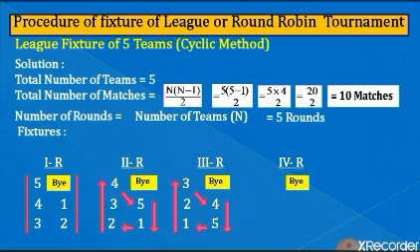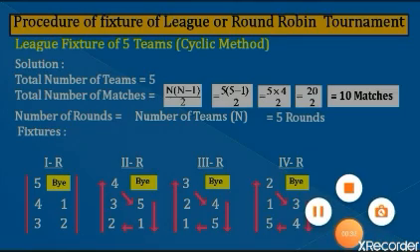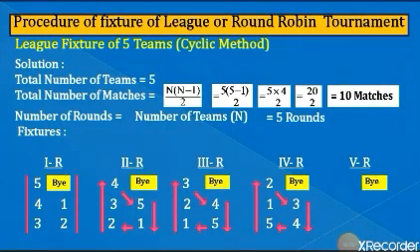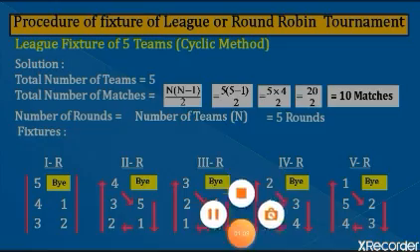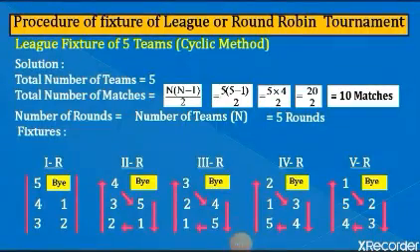In the fourth round, the bye is fixed on the top at the right hand side. Team 3 moves down and the rest of the teams move in clockwise direction from downward to upward. In the fifth round, the bye still remains in the same position. Team 2 moves down and the rest of the teams move in cyclic way from downward to upward. This is the league fixture presentation of 5 teams by the cyclic method.